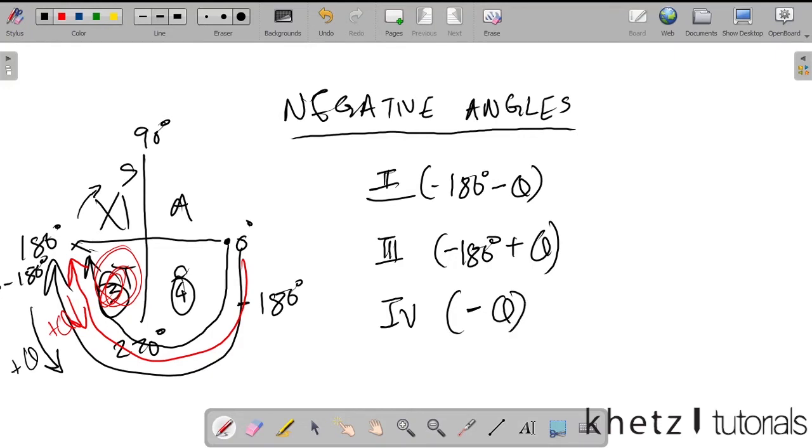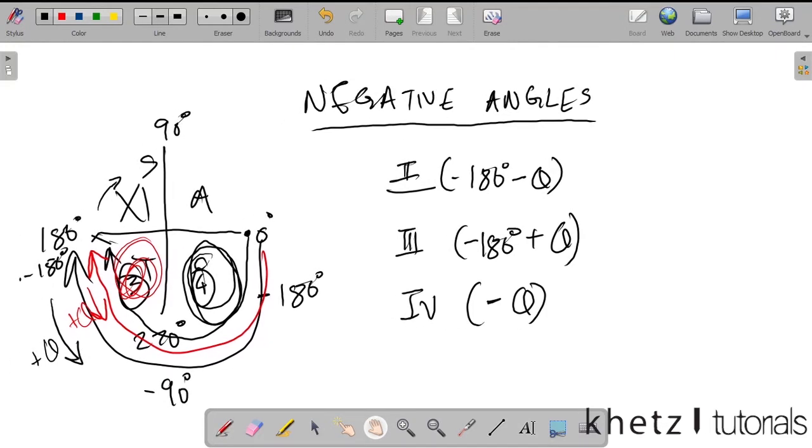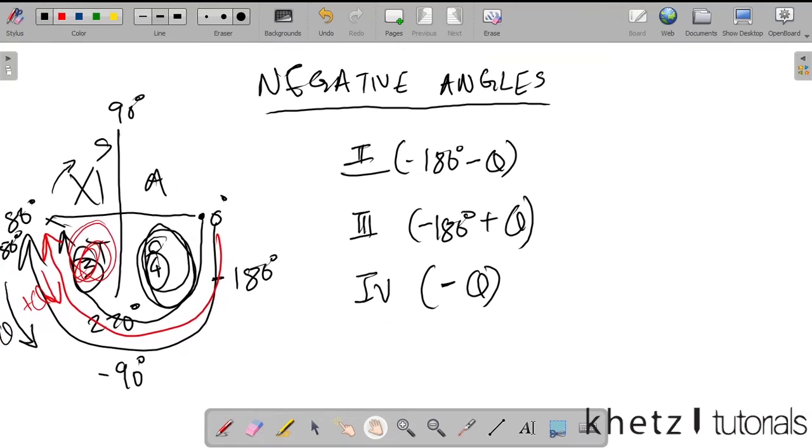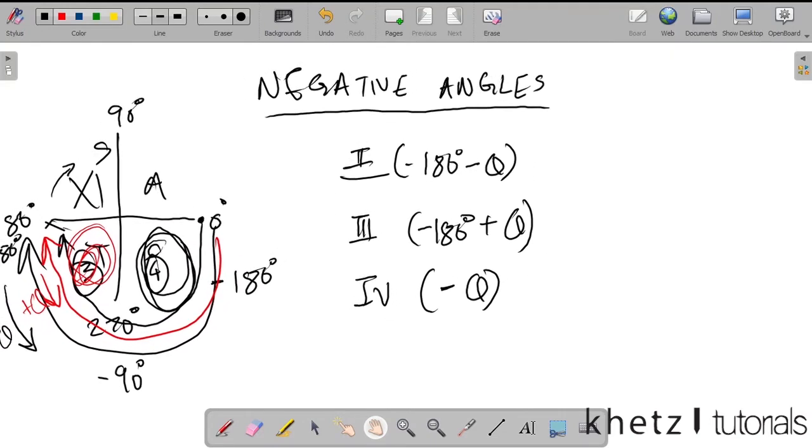So starting from here, this would be negative 90 degrees. So if you subtract an acute angle, you find yourself in this quadrant over here, right? And that is basically how you describe all of those quadrants using negative angles. And the analysis is still the same.